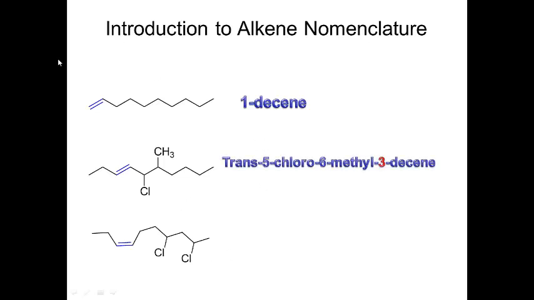The name is trans-5-chloro-6-methyl-3-decene. All right, let's go through the name. The 3-decene tells me the location of the double bond. If I begin counting on the end closest to the double bond, this is 1, 2, 3. Right? So at carbon 3, that's where my double bond begins. So the location of my double bond is shown by the number 3.